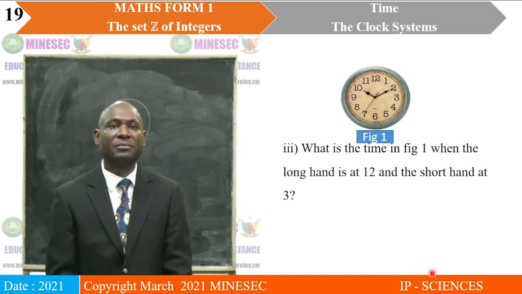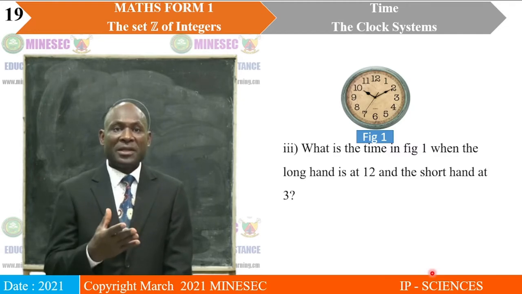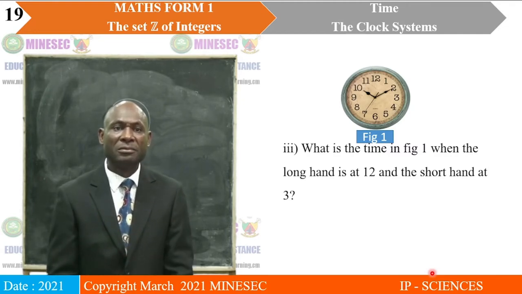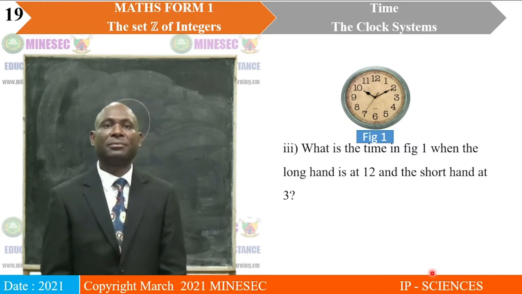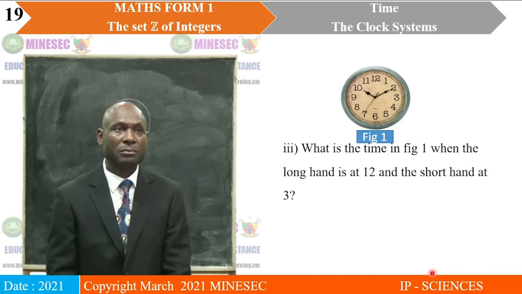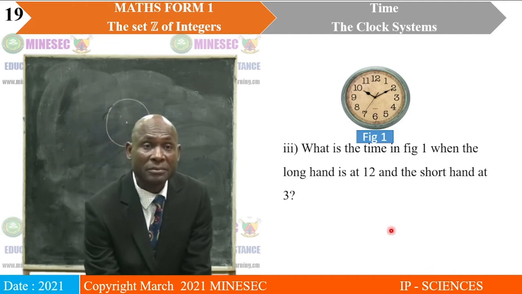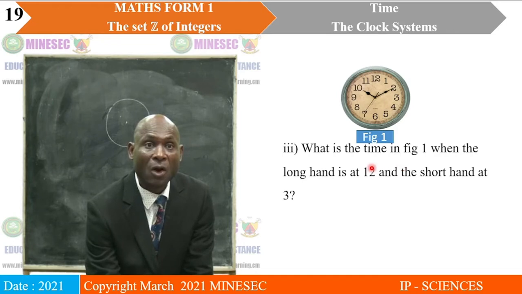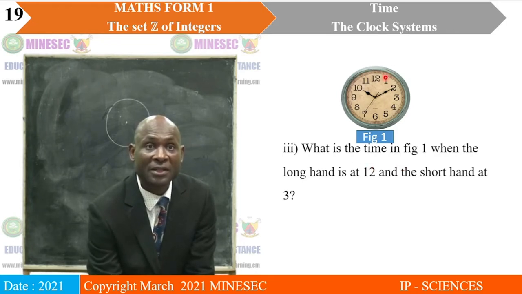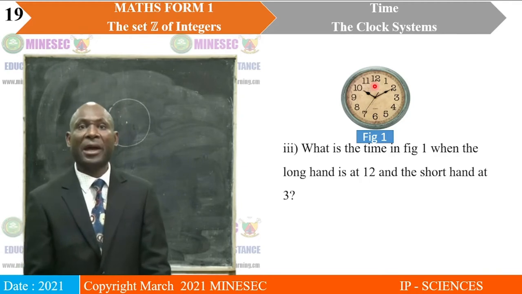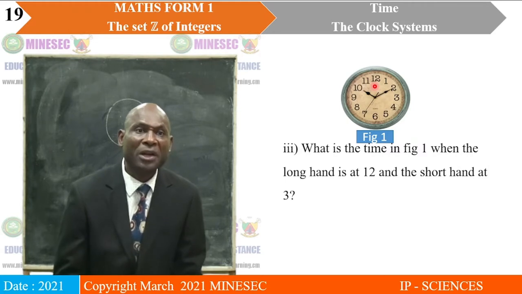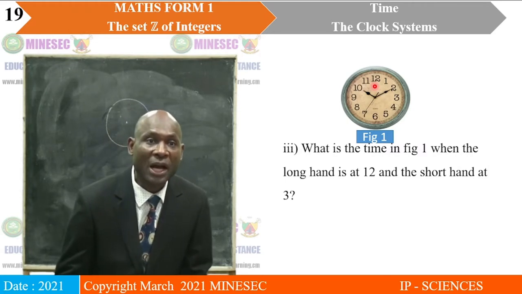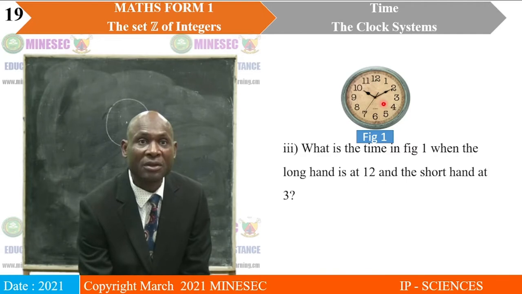Question three. What is the time in figure one when the long hand is at 12 and the short hand at 3? In figure one, the long hand is at 12. The long hand is usually called the minute hand. When the long hand is at 12 and the short hand at 3, the hour time.